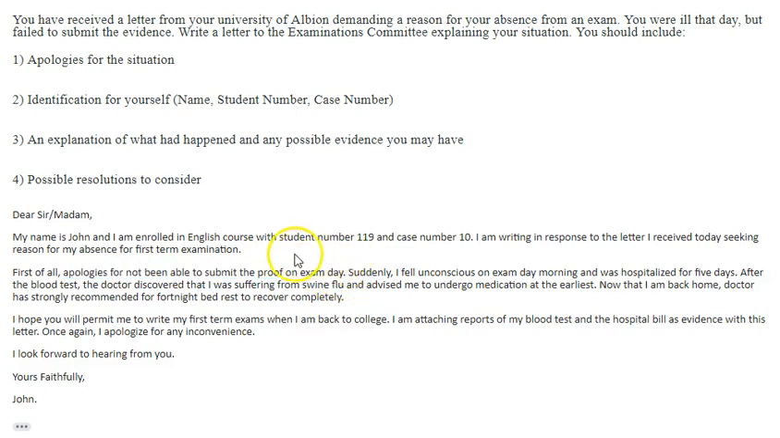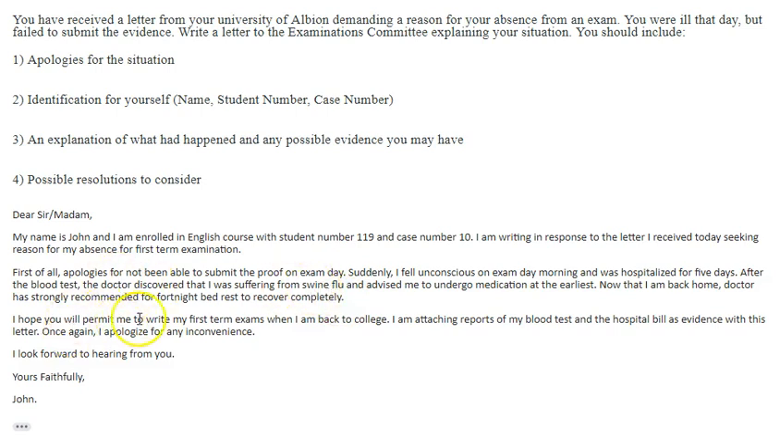Suddenly, I fell unconscious on exam day morning. So suddenly I fell unconscious on the morning of the exam and was hospitalized for 5 days. After a blood test, the doctor discovered that I was suffering from swine flu and advised me to undergo medication immediately, instead of at the earliest, immediately. Now that I am back home, the doctor has strongly recommended a fortnight of bed rest to recover completely. Okay, well done.